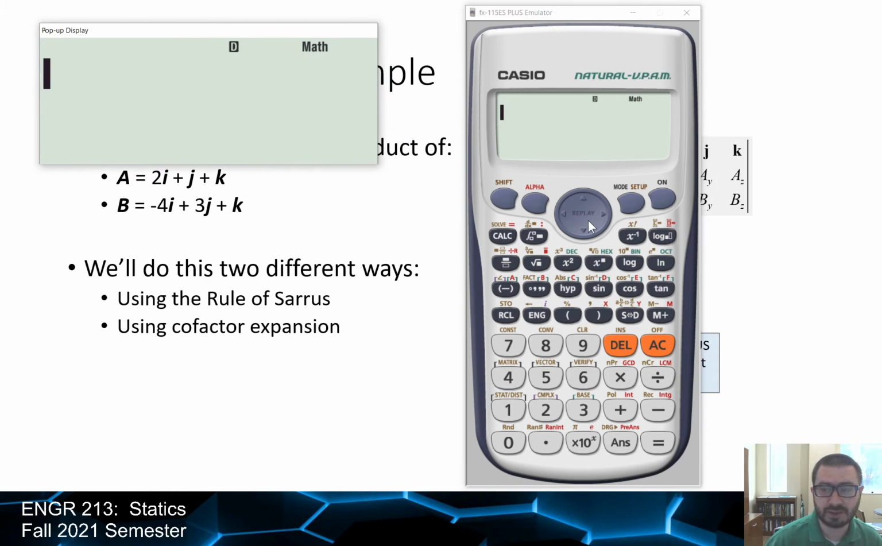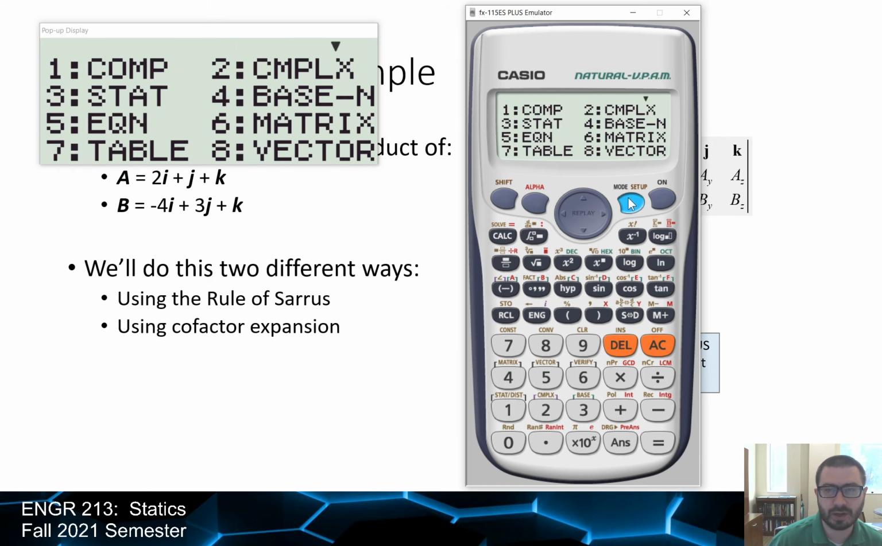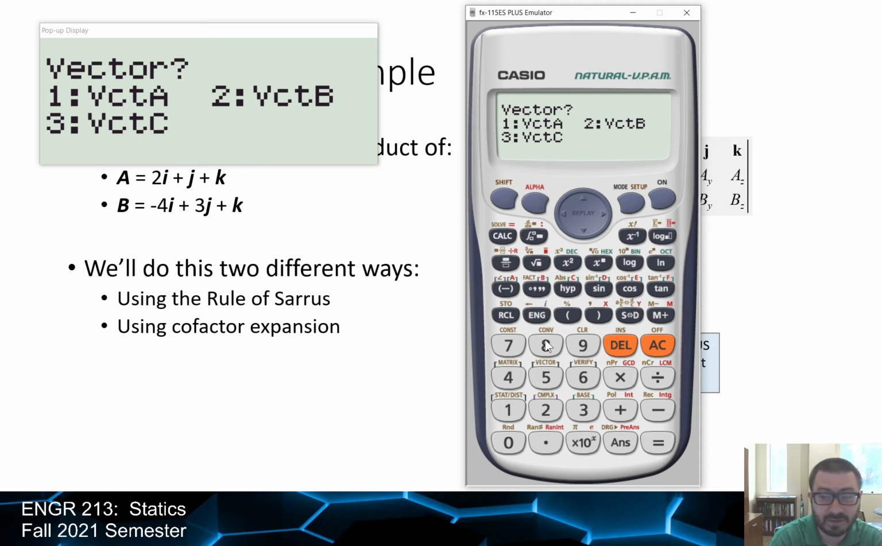Okay, so here's your calculator, and what we're going to do is go to the mode button, and we should have used mode 5 already to do equation solvers. We're going to use mode 8 for vectors. The first thing it'll ask you is what vector do you want to define. The calculator will let you define 3 vectors. So we're going to use vector A and vector B.